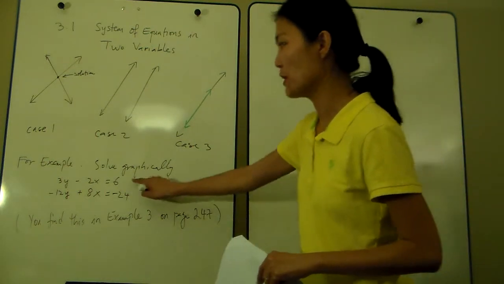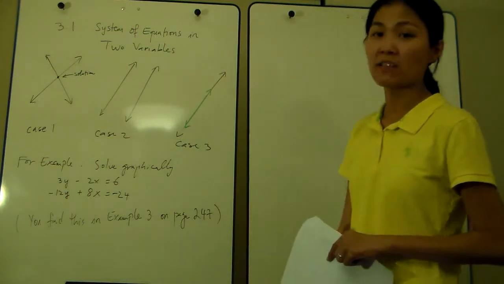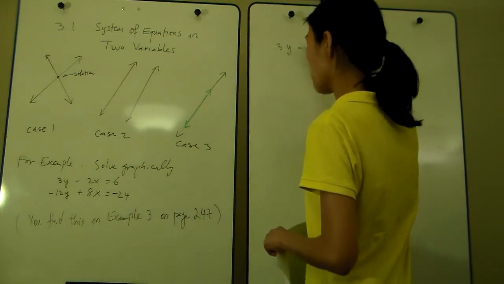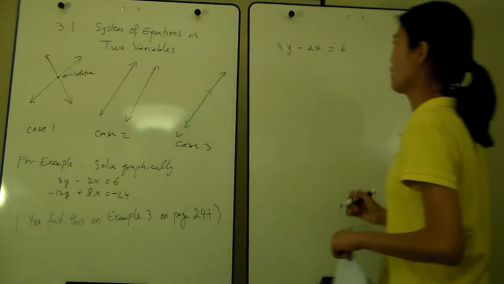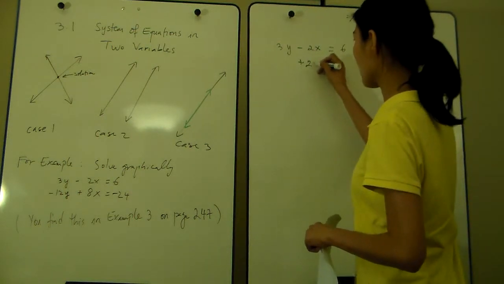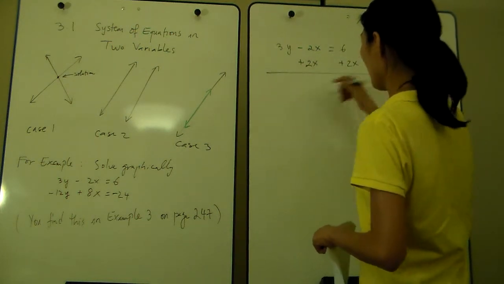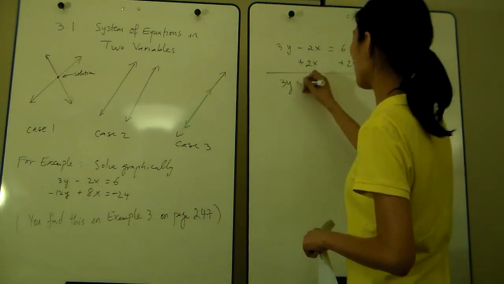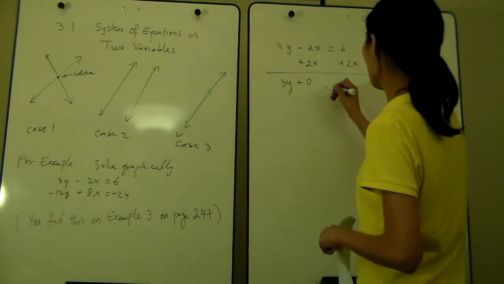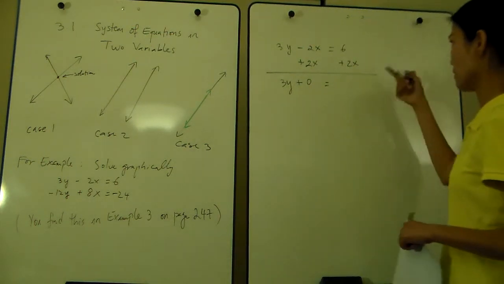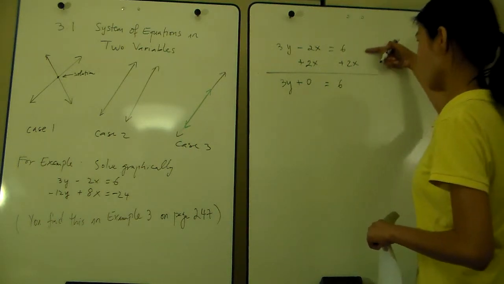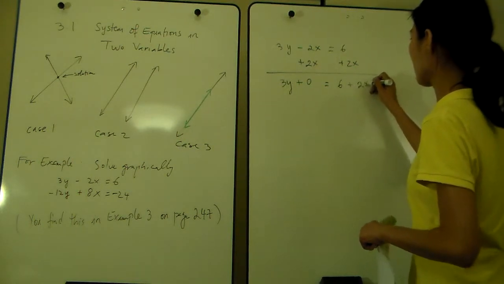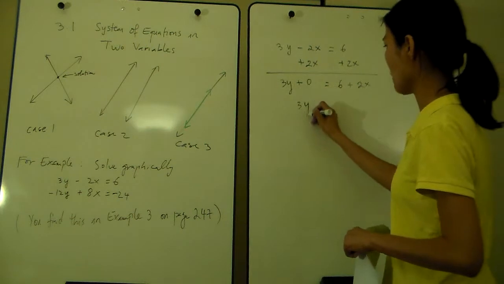Now, first let's solve this equation for y and this equation for y and see how it looks. This equation we start with 3y subtract 2x equals 6. To solve for y, we add 2x on both sides. 3y plus 0y is 3y. Negative 2x plus 2x is 0x, which is 0. Equals 6 plus 0 right here. There's no constant, it's 6. 2x plus nothing on top here for x, so it means 0x. 2x plus 0 is 2x. 3y plus 0 is 3y.